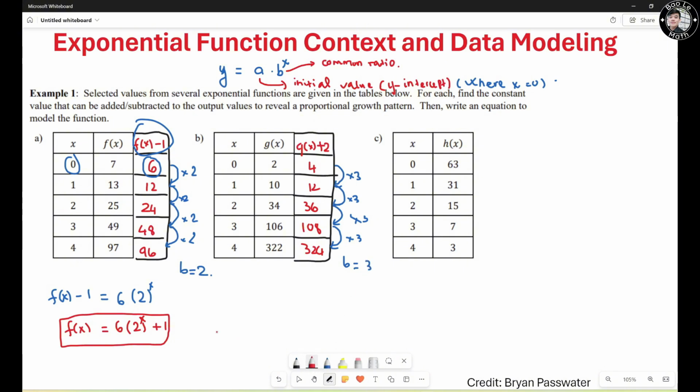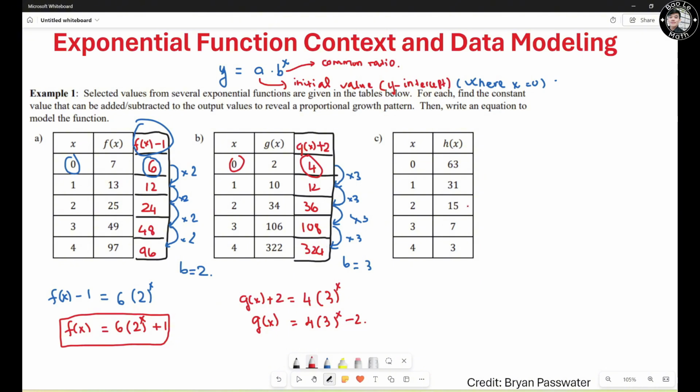Now, the y-intercept is where s equals 0. So s equals 0 here, and the y-intercept is 4. We start with g of s plus 2, so g of s plus 2 equals a times b to the s, which is 4 times 3 raised to the s. We need to solve for g of s, so we subtract 2 from both sides. It's going to be 4 times 3 to the s minus 2.